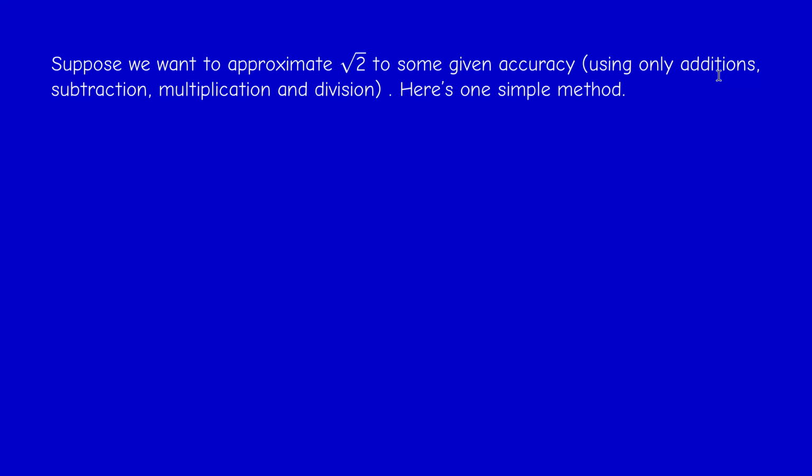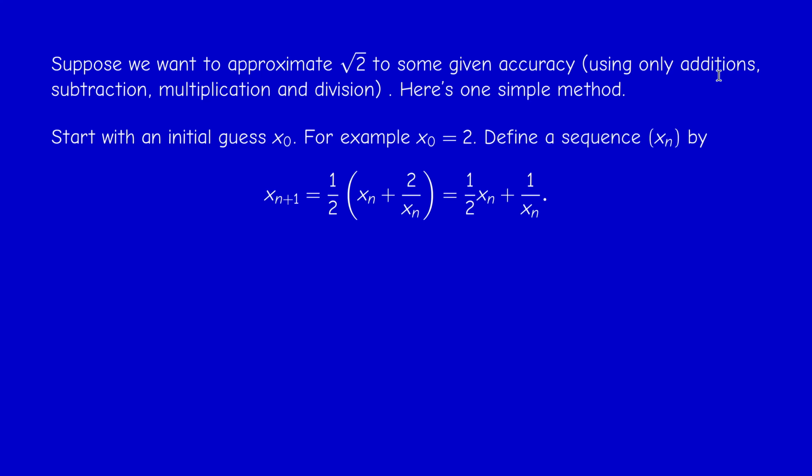There are many methods of computing, but I will explain one of them, the simplest one. You start with an initial guess of radical 2. For simplicity, you can start with x0 equal to 1. And now we define a sequence by induction in the following way: xn plus 1 is 1/2 of xn plus 2 over xn, or 1/2 of xn plus 1 over xn. So if we know x0, we know x1. If we know x1, we know x2, and so on.